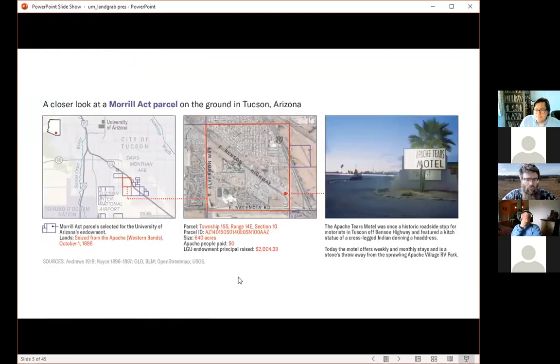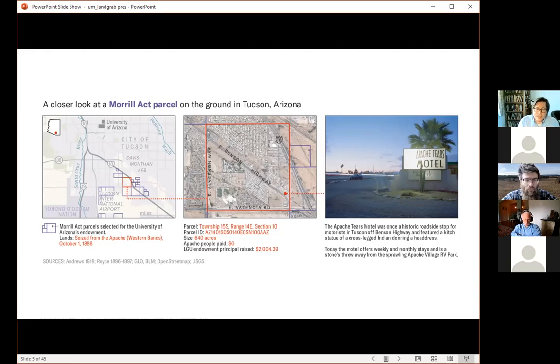story together. When you take a closer look, here we are in Arizona. You can see one of these parcels at work. On the left here is a square mile of Apache land that was selected for the benefit of the University of Arizona. You can zoom in and see it under a satellite image. You can see what's on this. I think I see a baseball field and a football field, some tract housing.